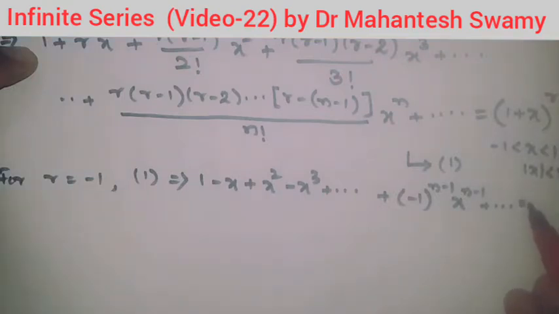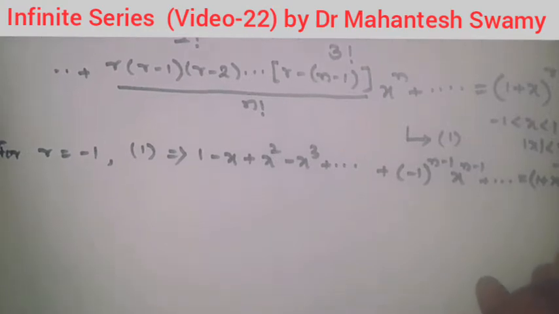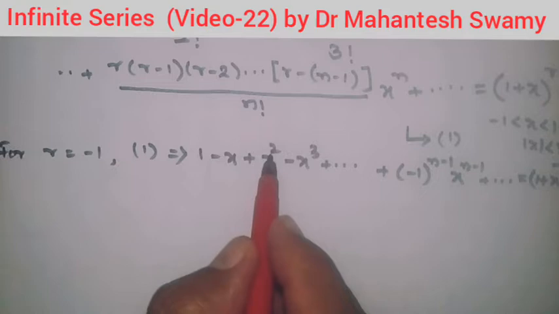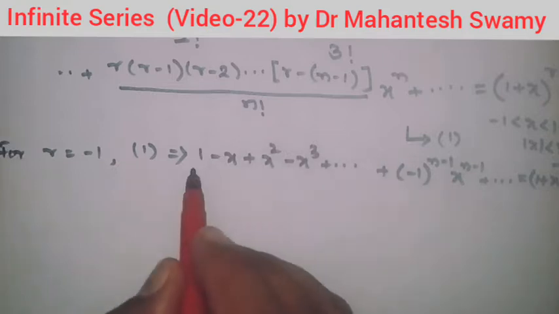It will be 1 plus x, as its r value is minus 1, that is 1 plus x to the power minus 1. So this expansion is turning out to be 1 plus x to the power of minus 1. Alternatively every term will be there: 1, x, x to the power of 2, x to the power of 3, x to the power of 4 will be there.